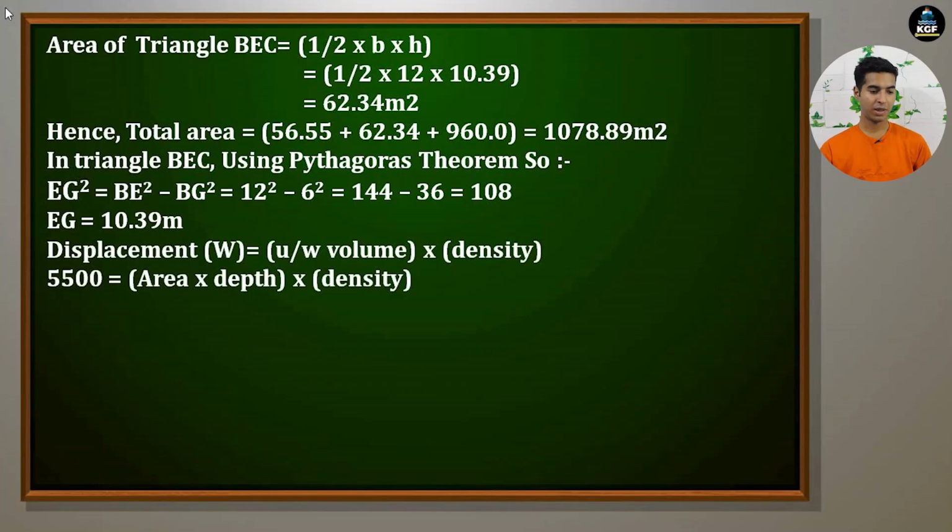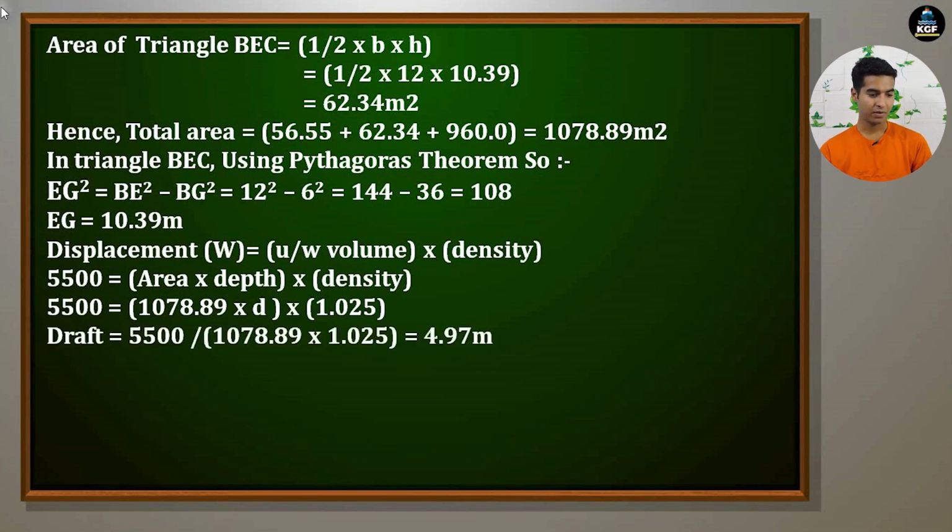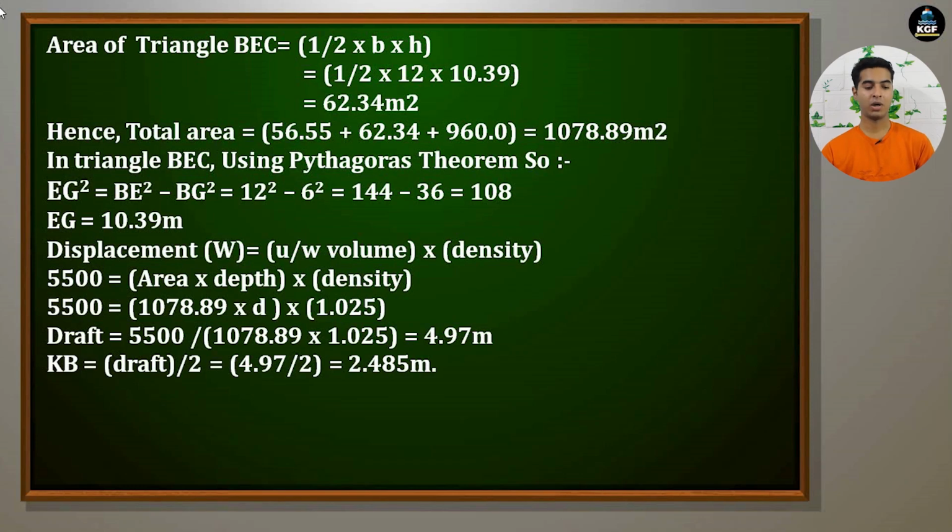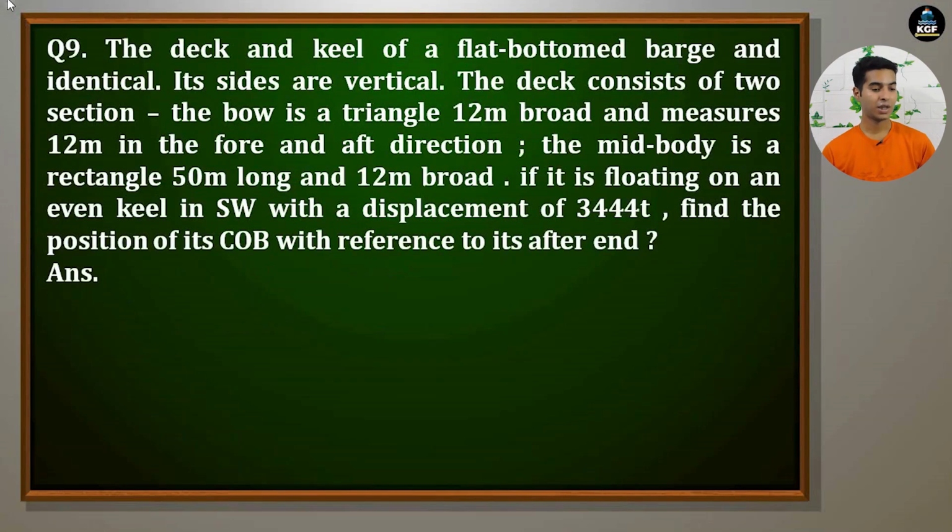So we will use the displacement formula again. So 5500 will equal the area multiplied by depth multiplied by density. Again we have to find the draft. So draft will be 5500 divided by 1078.89 multiplied by the density of the salt water, which equals 4.97 meters. Now KB will be draft by 2, which equals 2.485 meters. Okay. Question 9 says that the deck and keel of a flat bottom barge are identical.